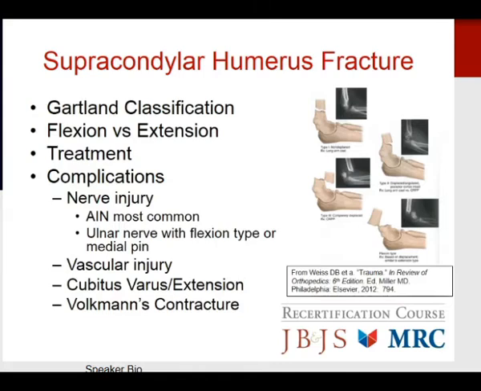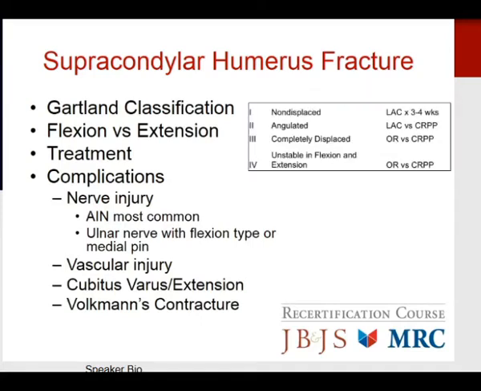Type 1 fractures are essentially non-displaced fractures and are treated with long arm casting for 3 to 4 weeks. Type 2 fractures are those which are hinged, frequently with an intact posterior hinge, and are angulated. The characteristic finding is the anterior humeral line will not bisect the capitellum on your lateral x-ray. These fractures are typically treated with a closed reduction and percutaneous pinning. However, closed reduction and casting is an option.